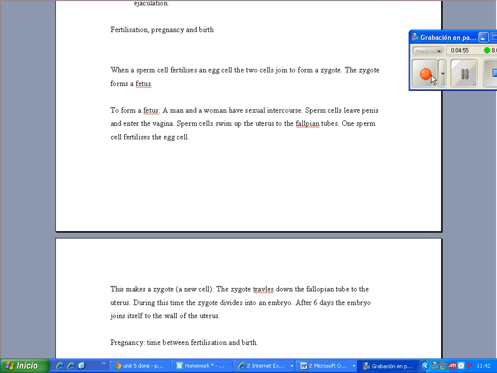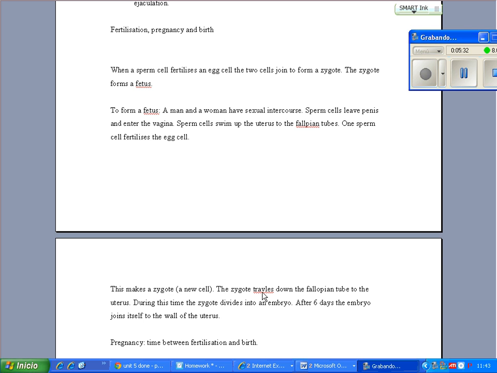Fertilization, pregnancy, and birth. When a sperm cell fertilizes an egg cell, the two cells join to form a zygote. The zygote forms a fetus. To form a fetus, a man and a woman have sexual intercourse. Sperm cells leave the penis and enter the vagina. Sperm cells swim up the uterus to the fallopian tubes. One sperm cell fertilizes the egg cell. This makes a zygote, which is a new cell.